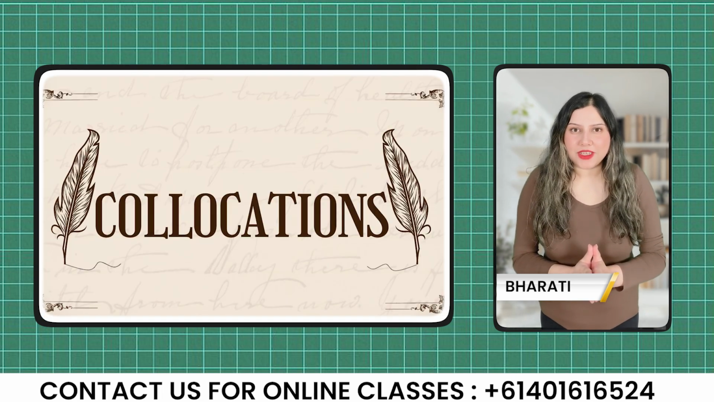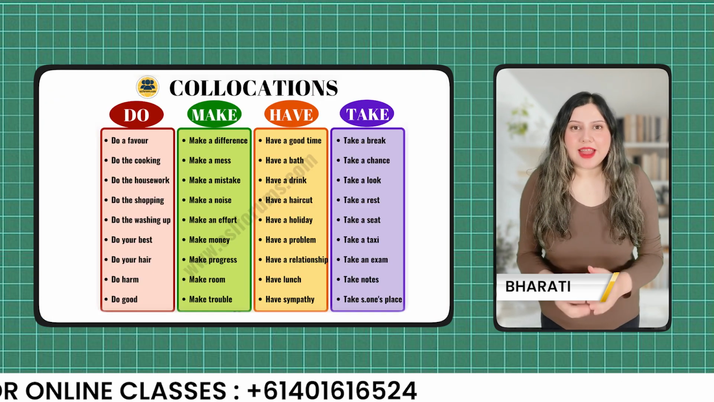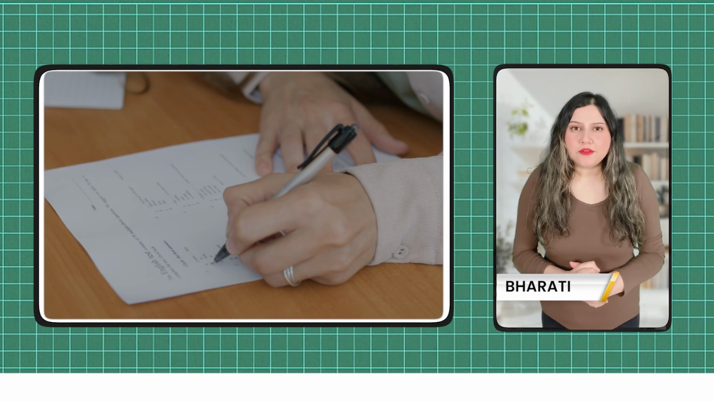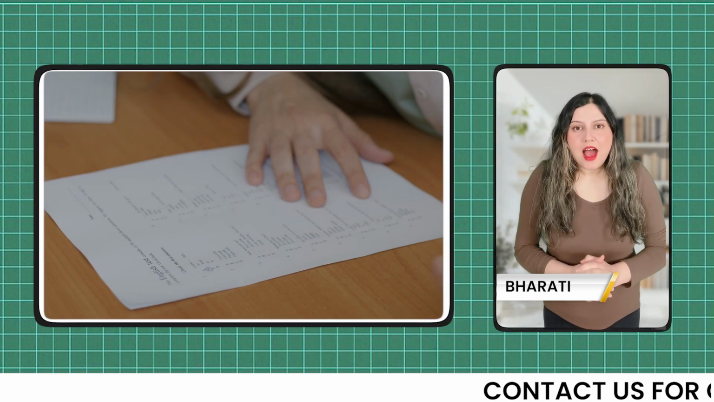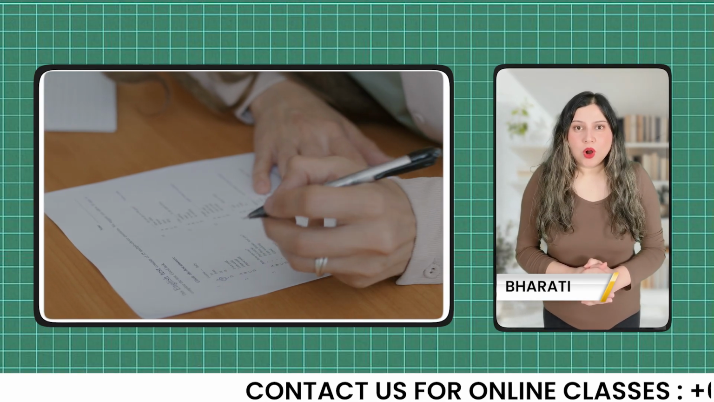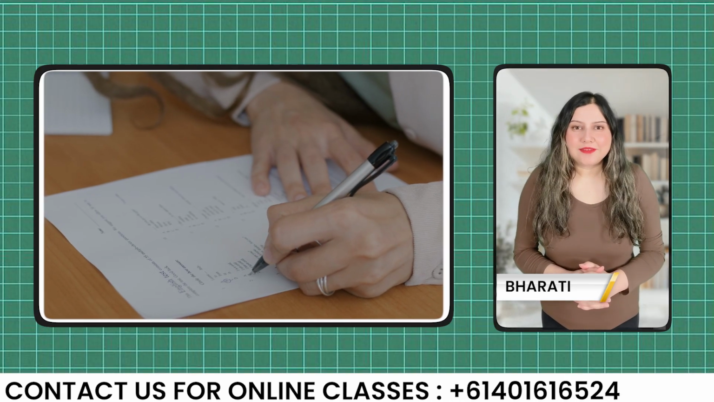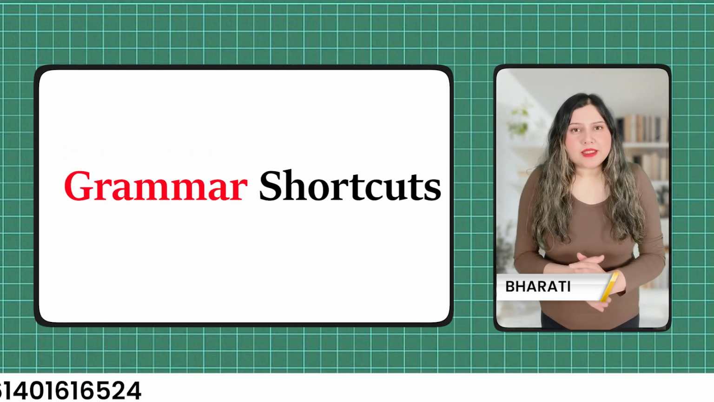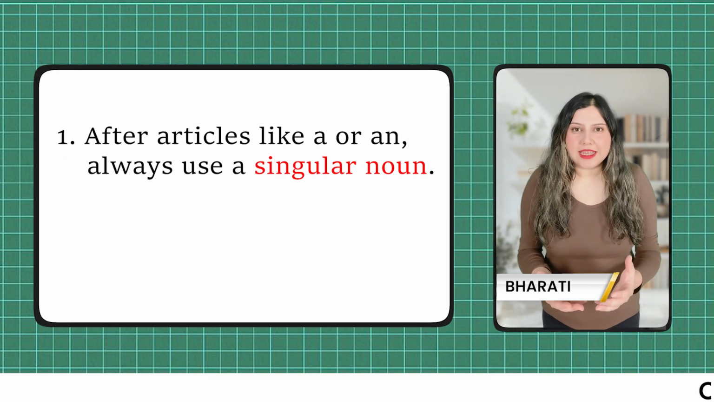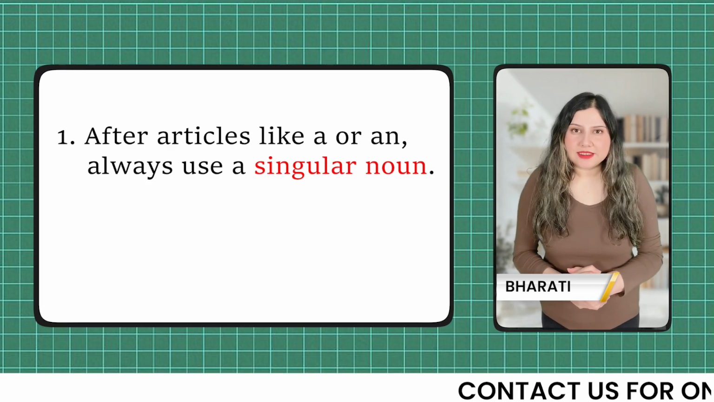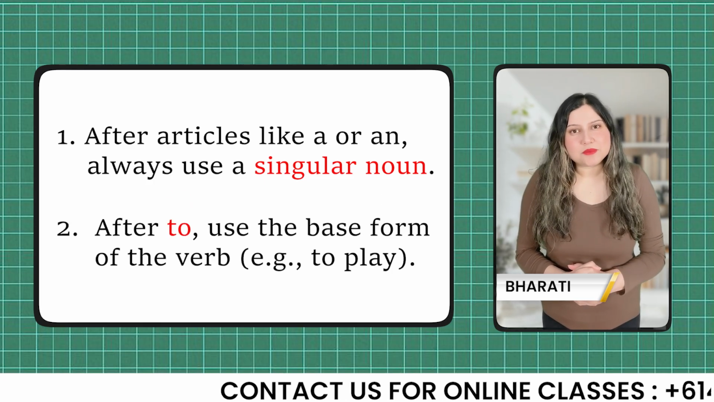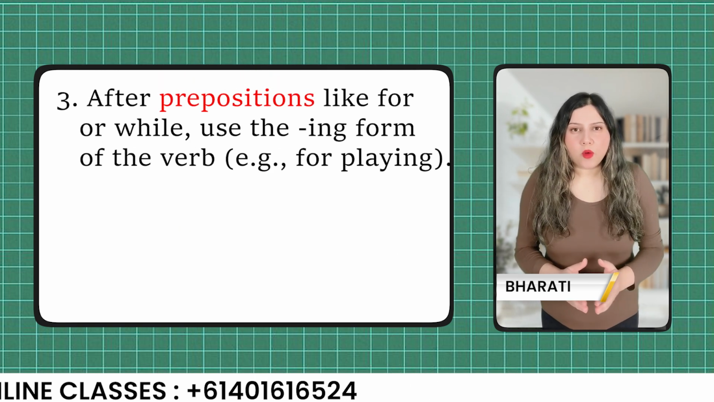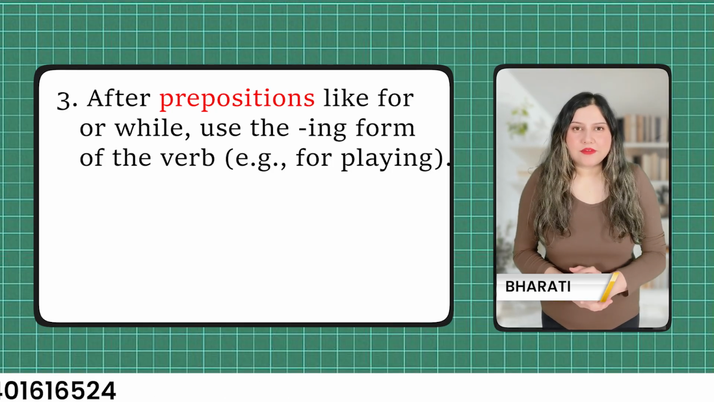Next, focus on collocations. These are natural word pairings like strong foundation, gain insight into, or make progress. Around 40% of the blanks in PTE are based on these combinations. So the more collocations you learn, the faster you'll identify the right options during the exam. Now let's talk about grammar shortcuts, your best time savers. After articles like a or an, you'll always find a singular noun. After to, use the base form of the verb like to play. After prepositions like for or while, use the -ing form like for playing.